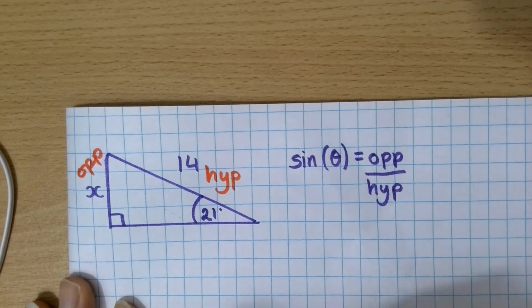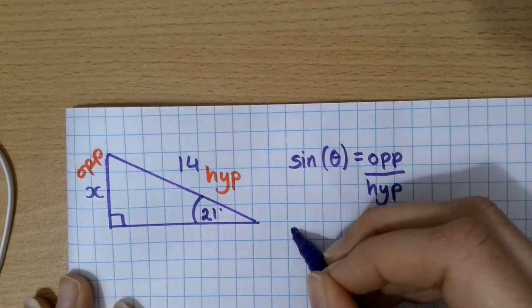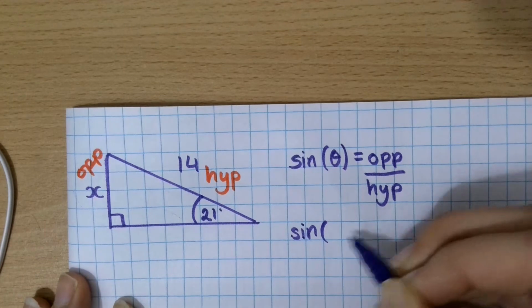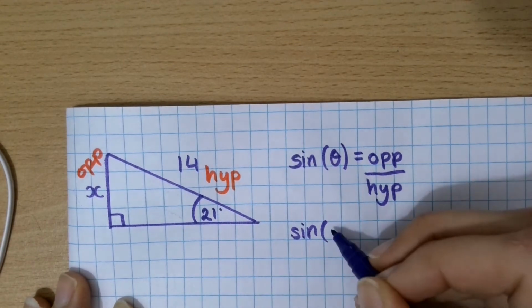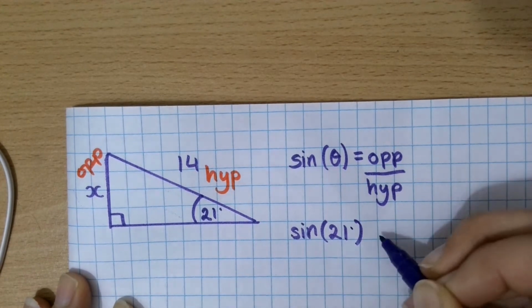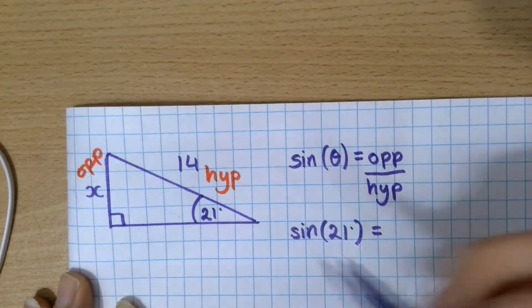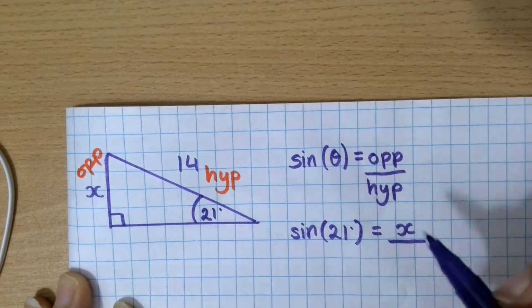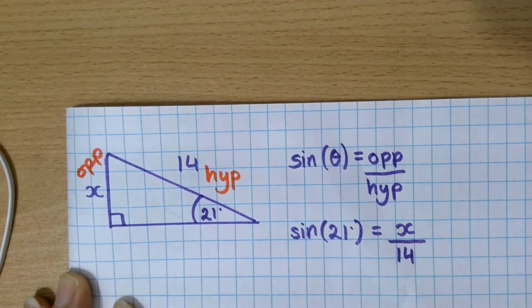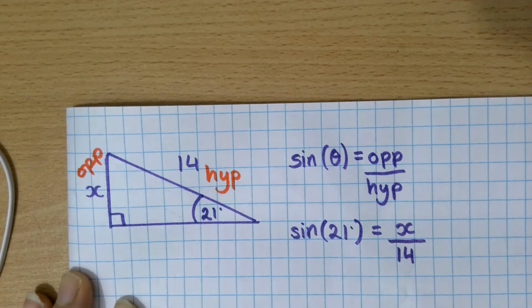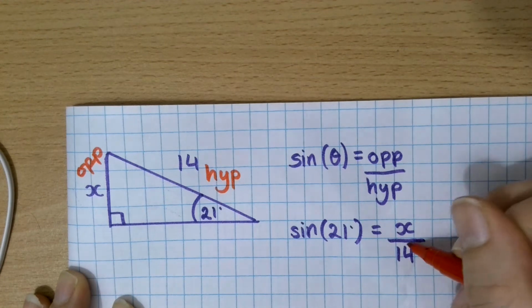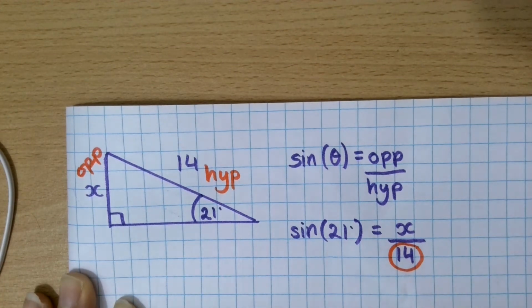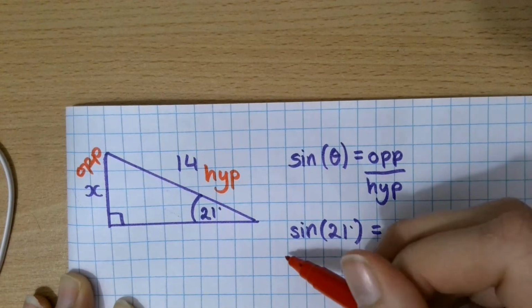Now we've got the formula, let's put in our information. So, the sine stays the same. In the brackets we put our angle, and our angle is 21 degrees. Equals, our opposite is x, so that goes on top of the fraction. And our hypotenuse is 14. That goes on the bottom of the fraction. Now I don't want to know x divided by 14, I just want to know x. So how can I rearrange this so that I've got x on its own? I need to get rid of that 14. It's a division by 14, so we're going to multiply by 14.